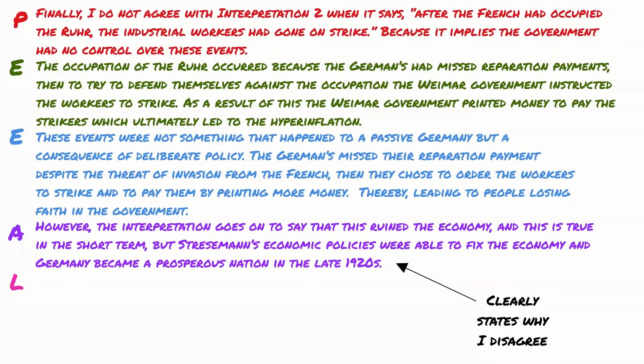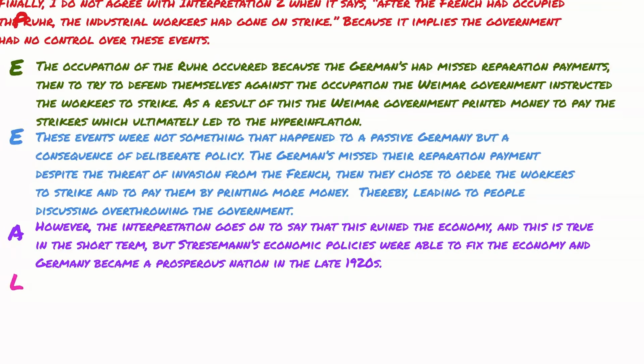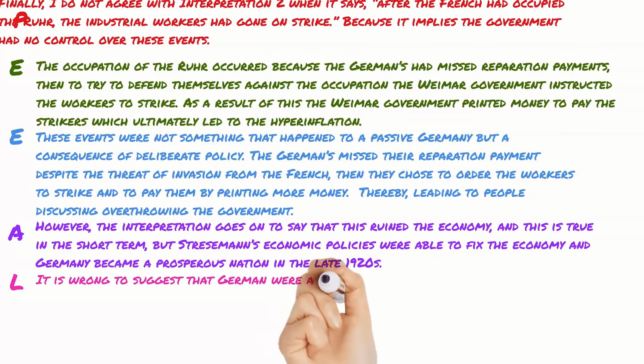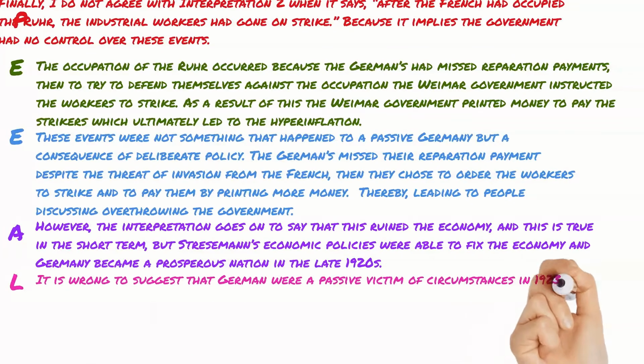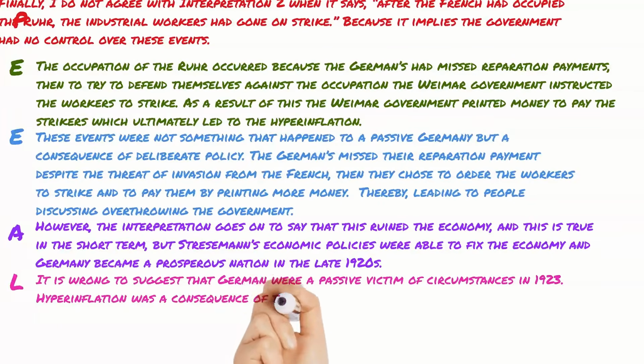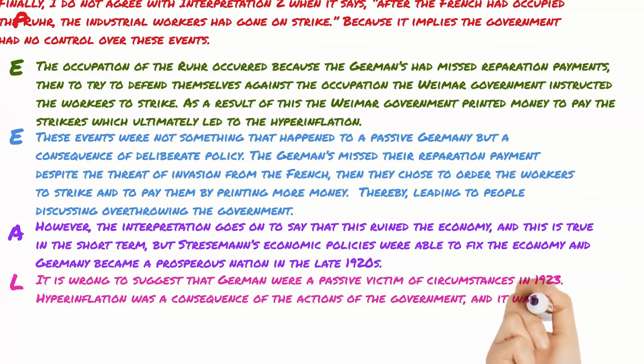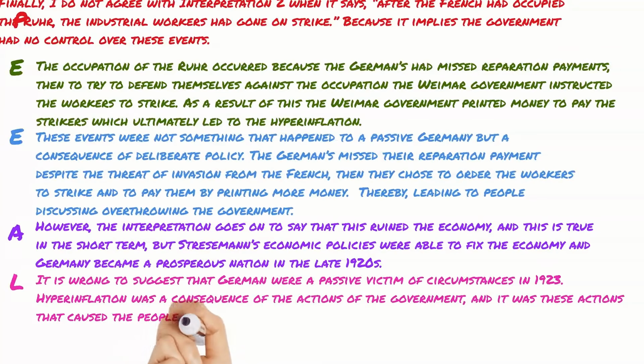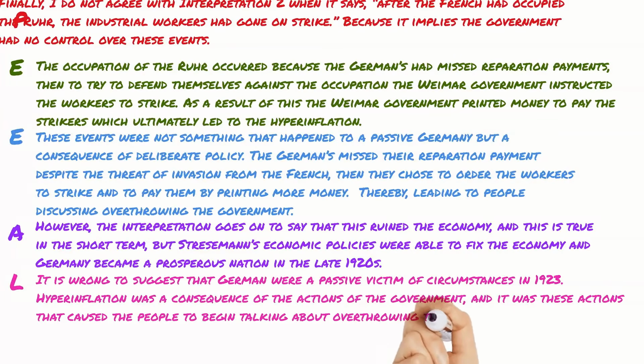Finally, my L for language. I'm going to be quite bold here because I think the interpretation has really missed out the effect of the Weimar government's actions on causing itself challenges. So I've put, it's wrong to suggest that Germany were a passive victim of circumstances in 1923. Hyperinflation was a consequence of the actions of the government, and it was these actions that caused the people to begin talking about overthrowing the government. So that's it. That's my 3 paragraphs.